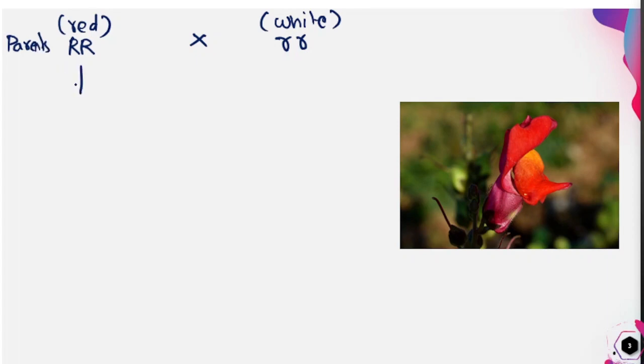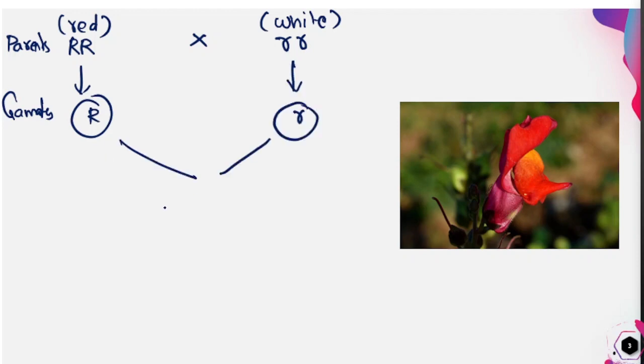The parents will produce gametes. What gametes are they producing here? Capital R will be produced from one, and small r from the other. When these two fuse, you get capital R, small r. But here it is not red color, it is pink color. So capital R, small r represents the pink color.